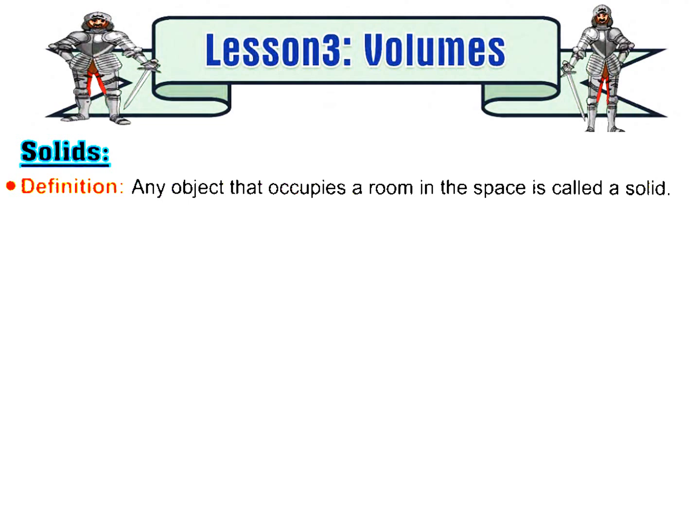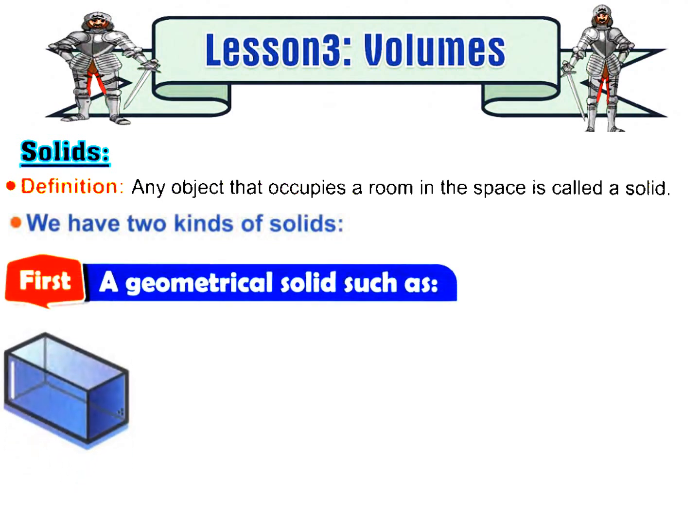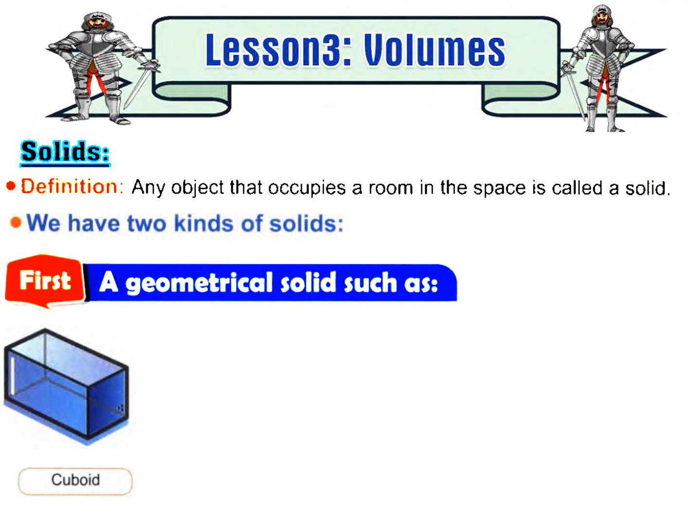Suppose our class, suppose any object occupies a room. Suppose a carton box. I have two kinds of solids. The first kind is called the geometrical solid, such as the cuboid. First shape called cuboid, as we know in grade 4 and grade 5, that shape is called a cuboid.